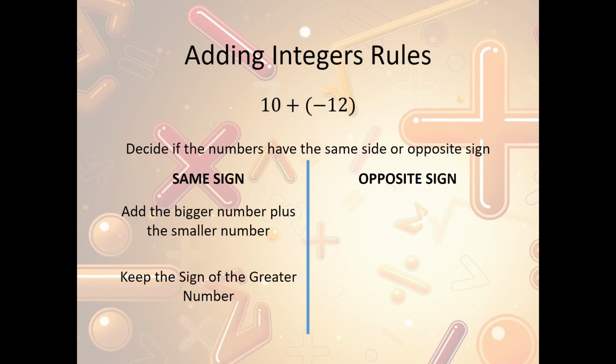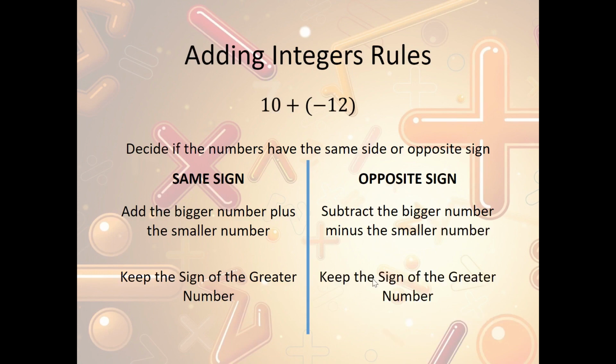Pretty simple. Now, if they have opposite signs, we're going to do the opposite operation. So we'll subtract the bigger number minus the smaller number, and then keep the sign of the bigger number. For instance, in this case, we have 10 plus negative 12. Those are opposite signs, so we're going to take the bigger number, which is 12, and subtract the smaller number, which is 10. So 12 minus 10 is 2, and then we keep the sign of the bigger number. The bigger number was negative 12, so we keep the sign, so it would be negative 2.